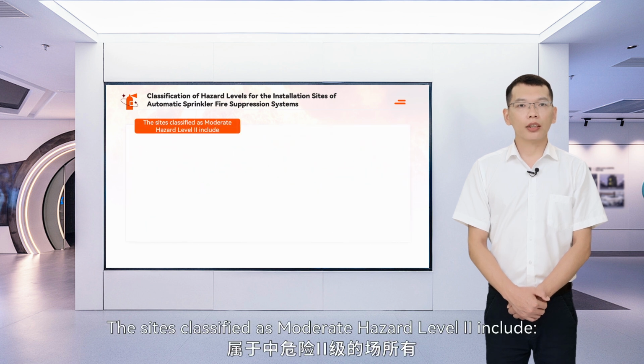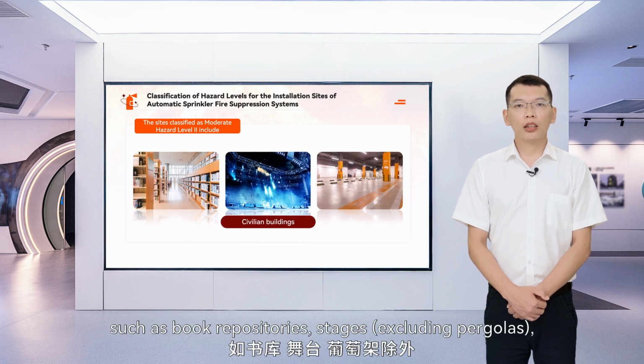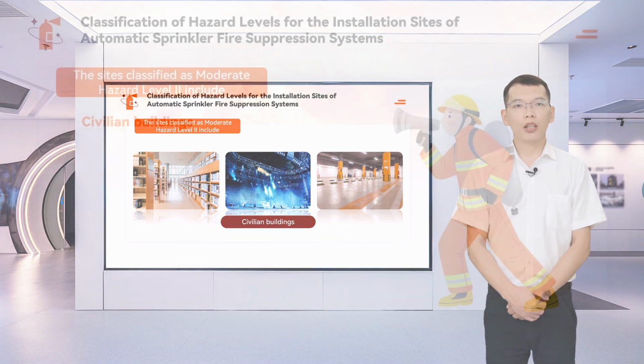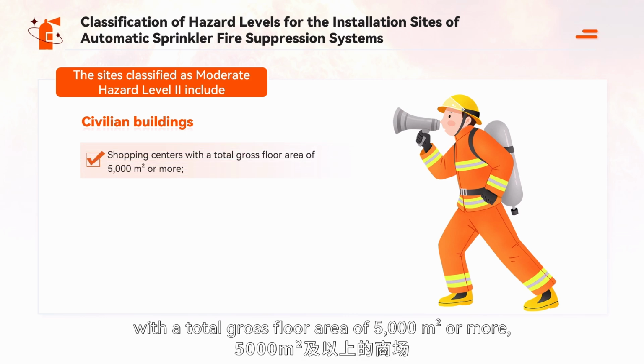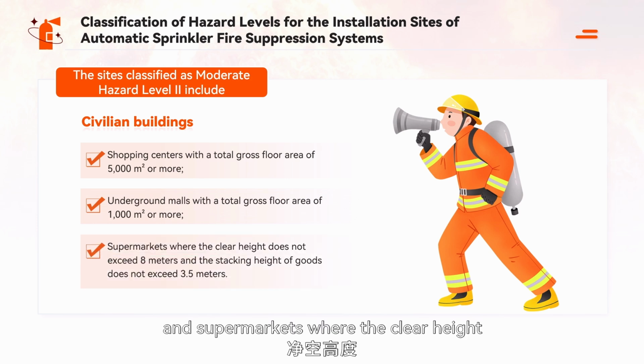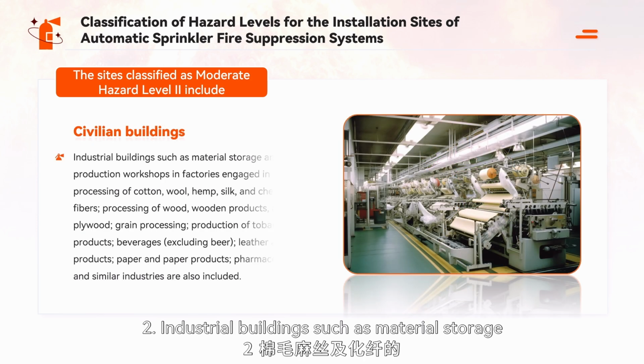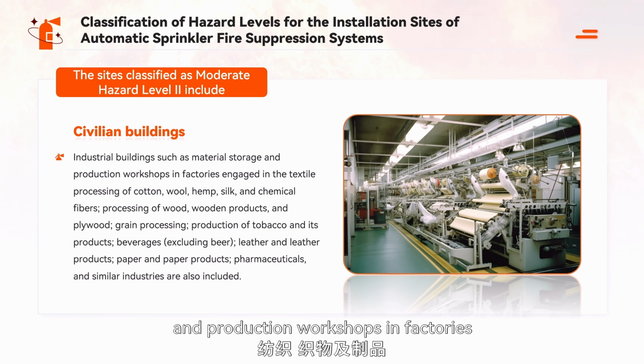The sites classified as moderate hazard level 2 include 1. Civilian buildings, such as book repositories, stages, excluding pergolas, automobile parking garages, shopping centers with a total gross floor area of 5,000 square meters or more, underground malls with a total gross floor area of 1,000 square meters or more, and supermarkets where the clear height does not exceed 8 meters and the stacking height of goods does not exceed 3.5 meters.